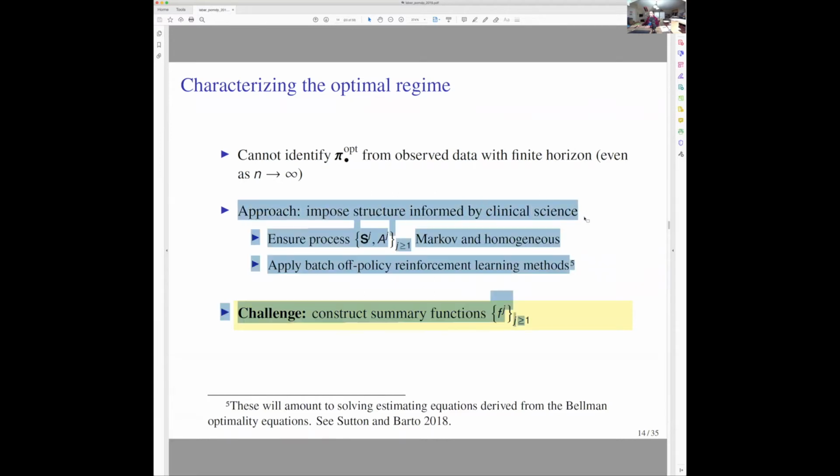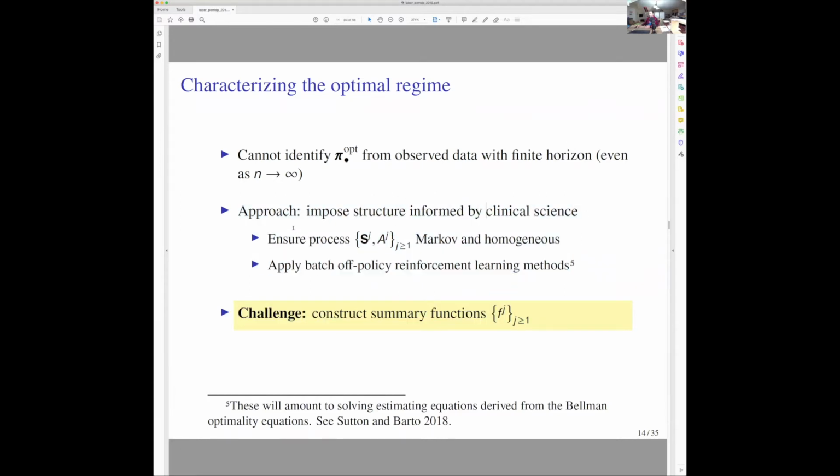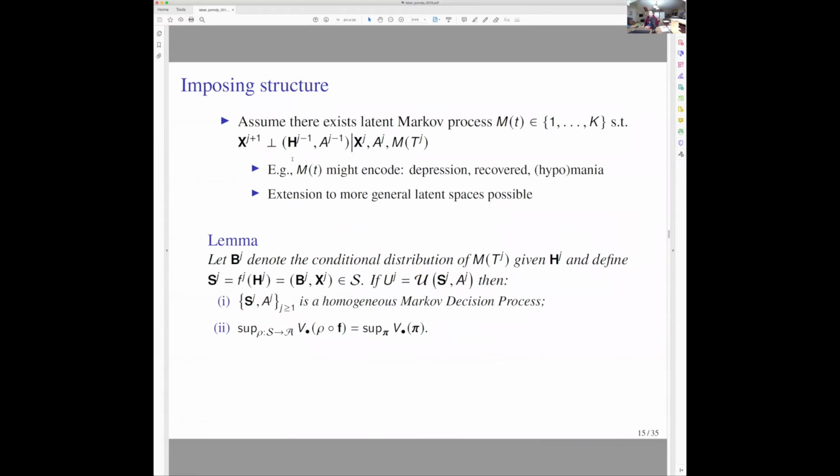So in order to make progress, we're going to impose structure that's informed by the underlying clinical science. And in particular, we're going to try to construct those summary functions F so that the process Sj, Aj is Markov and homogeneous. And once we do that, then we can apply batch off-policy reinforcement learning methods, which have been studied extensively. So there'll be some amount of work to do in terms of getting the inference, but otherwise we can more or less apply off-the-shelf type methods. So the real challenge is how do we construct these summary functions Fj? So how do we summarize the history into some common space? And for those who work in POMDPs, you can guess the answer. It's to look at the belief state.